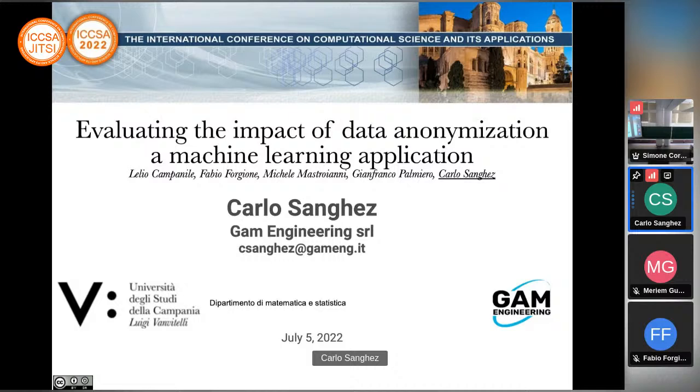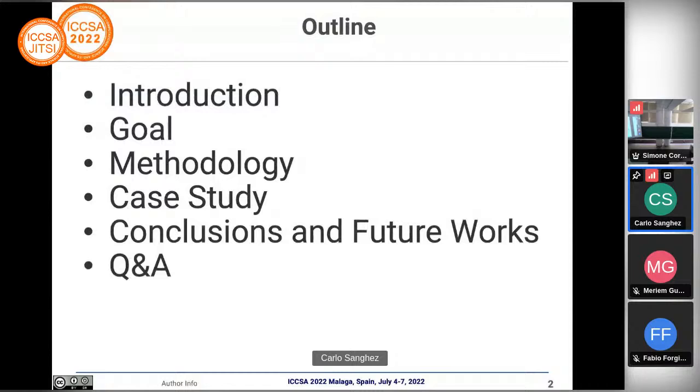This is the outline. After a very short introduction about our work, I will show you the goal of our experiment. Then I will talk about the methodology we used in order to achieve our goal. Then I will talk about our case study, the conclusions and the future works.